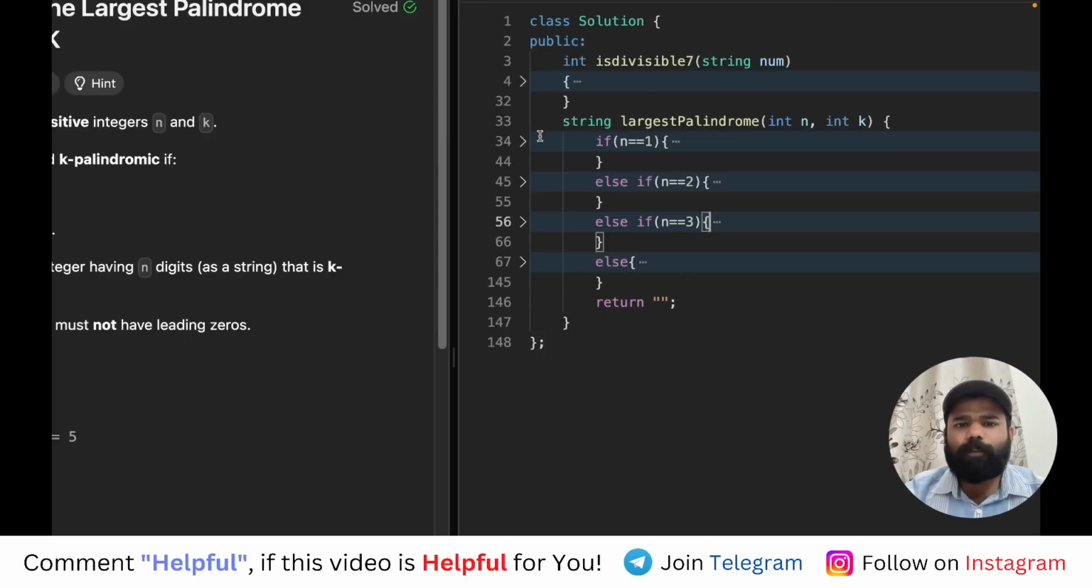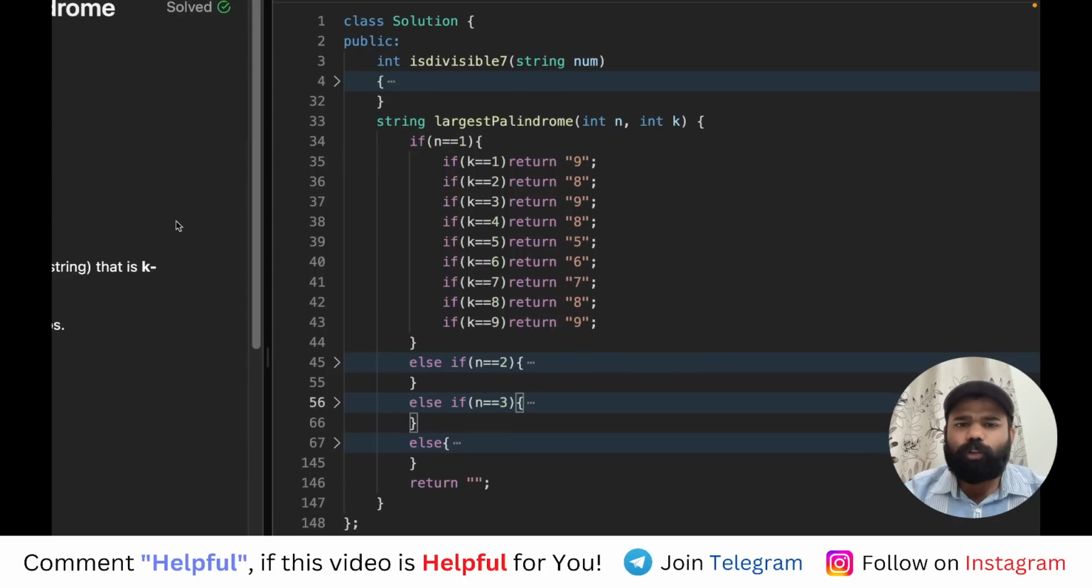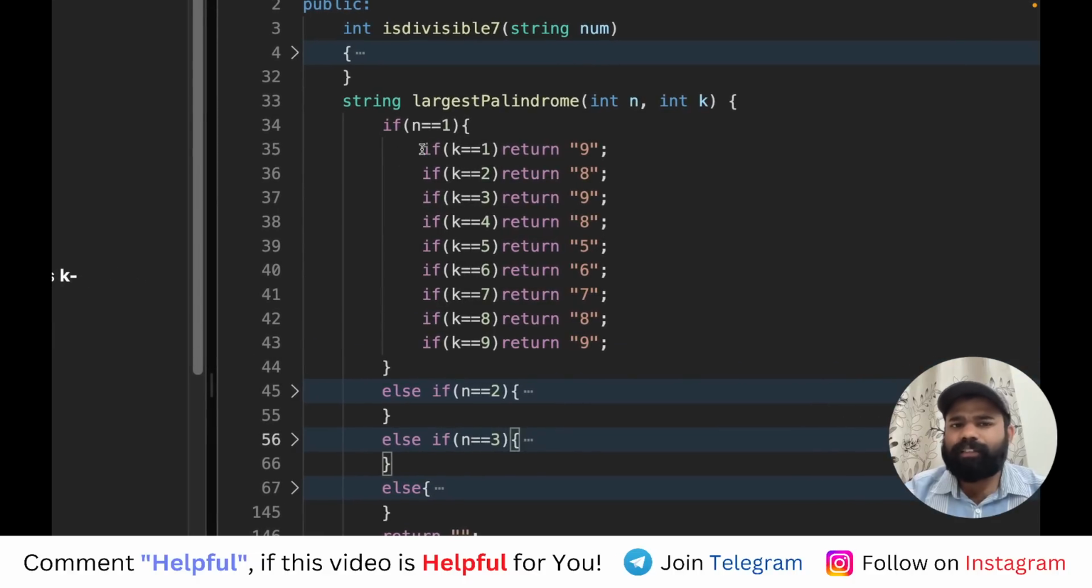If you see here, for n equal to 1, for every k, I have written the answer. It is very genuine. For k equal to 1, 9, as I discussed, 9 is the maximum one-digit number which is divisible by k. For 2, it will be 8; 9 is not possible, 8 is there. For 3 it is 9 only. For 4 it is 8. For 5 it is 5. For 6 it is 6. For 7 it is 7. For 8 it is 8. And for 9 it is 9.